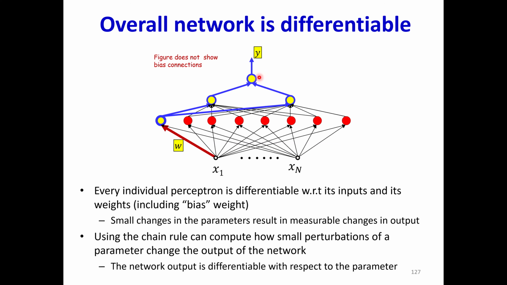But then this guy is also differentiable. So I can tell you how much small perturbations of its inputs can change the output. So putting it all together, I can now tell you how much a small change of W is going to change Y, whether increasing W by a tiny bit will increase Y or decrease Y. Their ability to compute that now becomes feasible, which means that the entire network is now differentiable with respect to every parameter of the network.